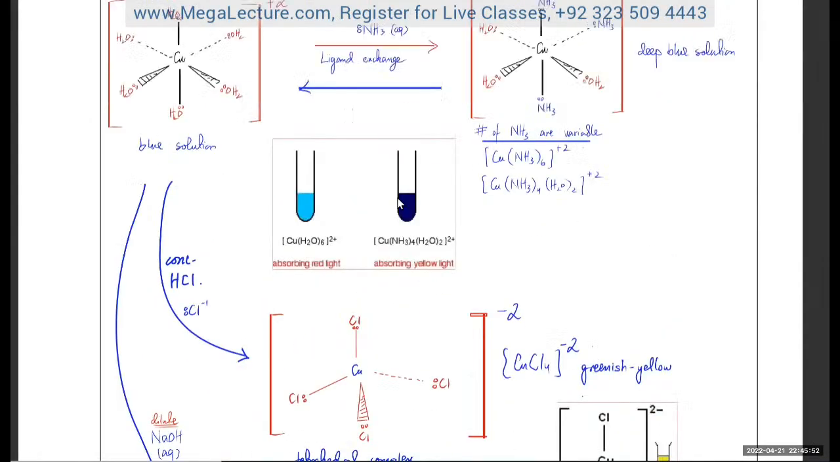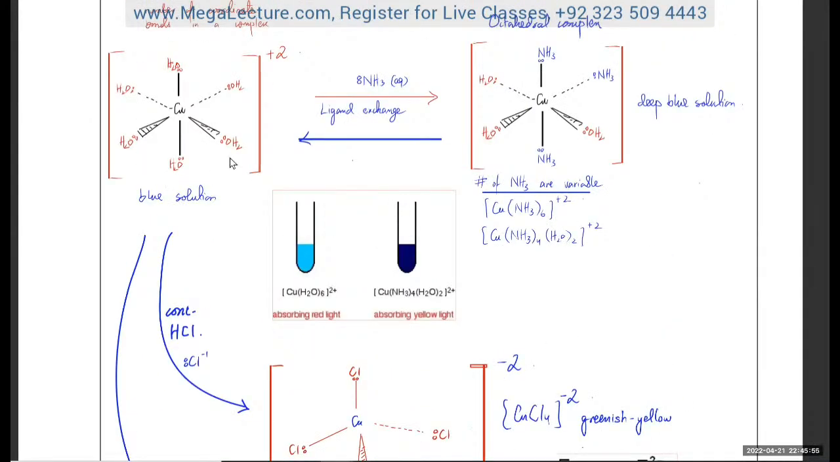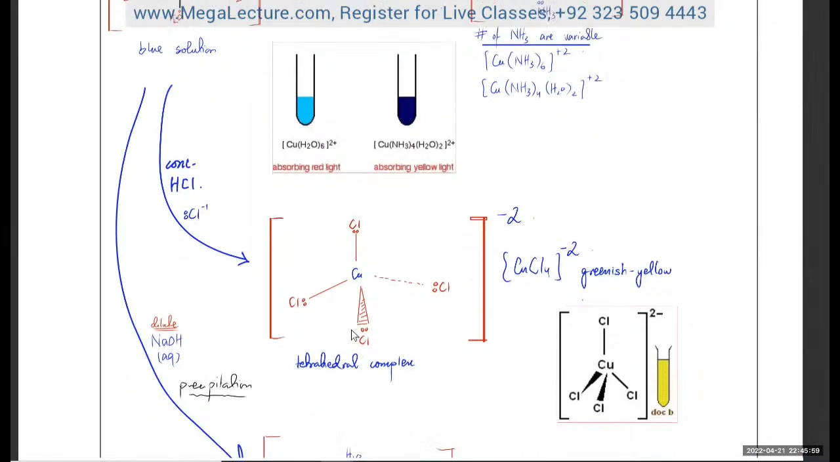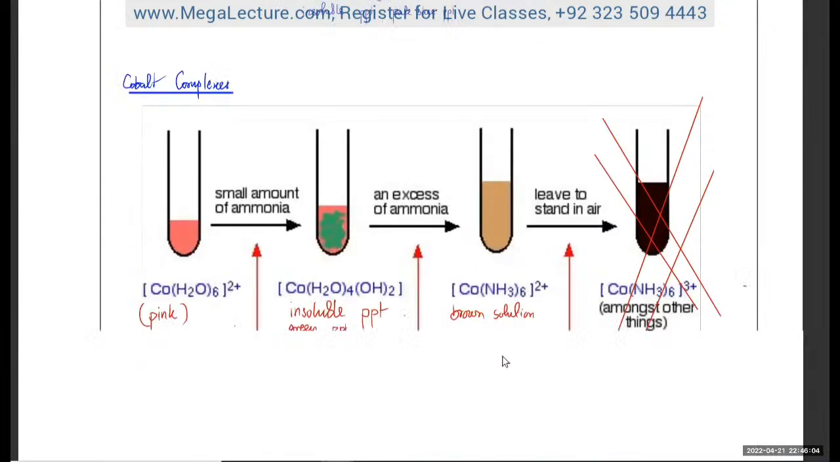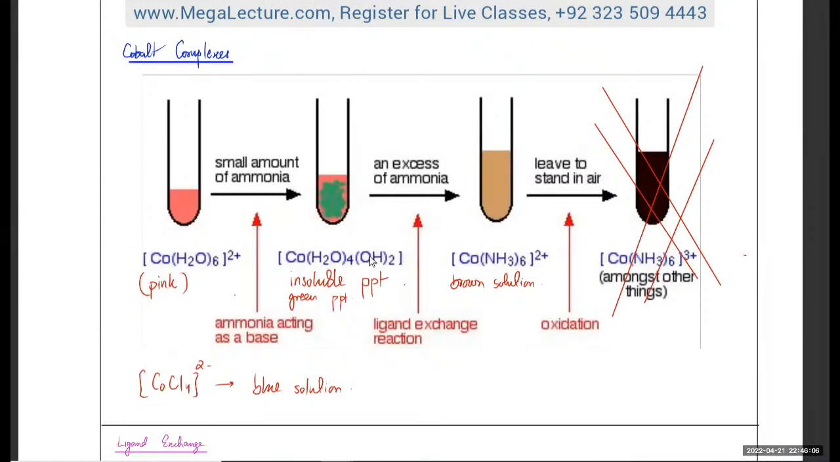So these are the main ligand exchange reactions that you have to remember. Copper with water: you add NH3, copper becomes surrounded by NH3; you add Cl; you add OH ions, it eventually forms a precipitate of copper hydroxide. These are cobalt complexes. With OH ions, it forms a green precipitate. With NH3, it forms a brown solution. With water, it's pink. With Cl, it's a blue solution. And these are exactly the same complexes that you'd get with copper as well.